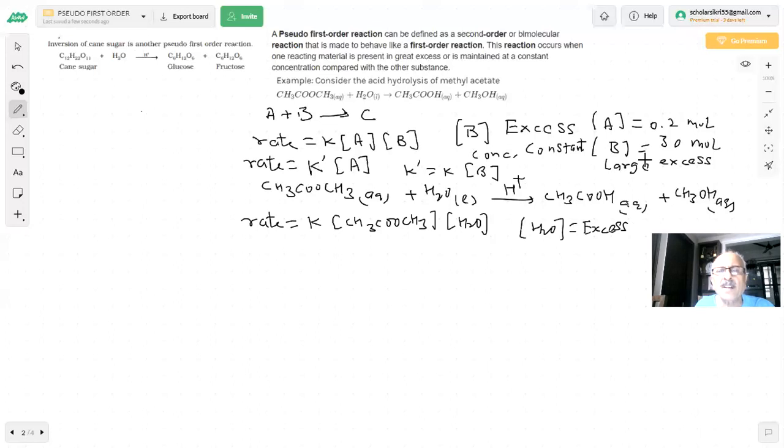So I can say that rate is equal to k' [CH3COOCH3]. What is your k'? You are saying k' is equal to k times [H2O]. This is a constant, and this is another constant. The product of the two constants is also constant. So this is an example of a pseudo first order reaction.